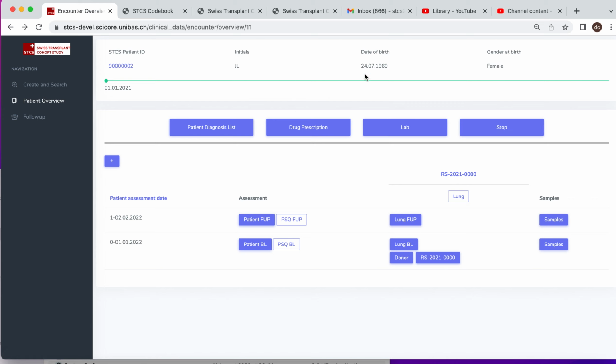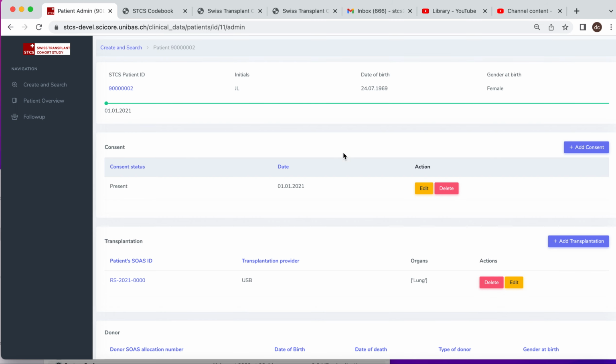STCS collects also information related to the consent process. We can see here consent or consent status with date and other attributes related to this specific patient.